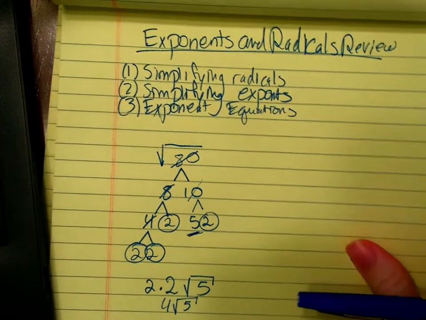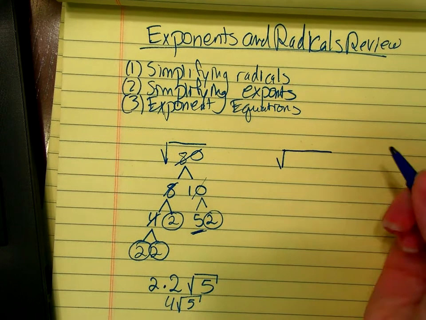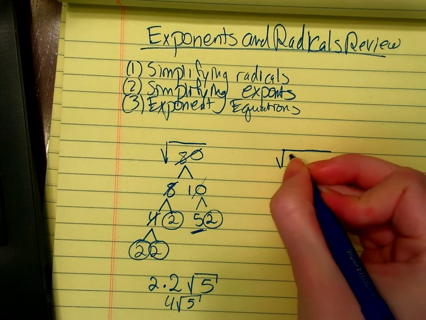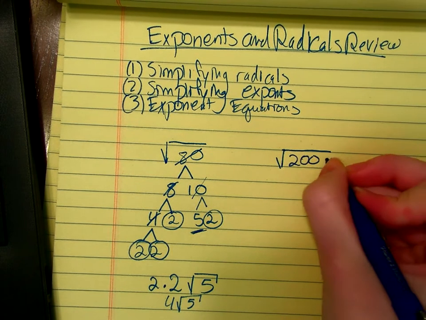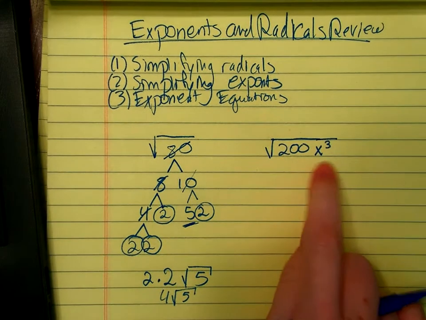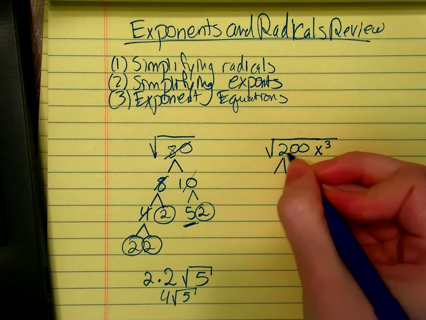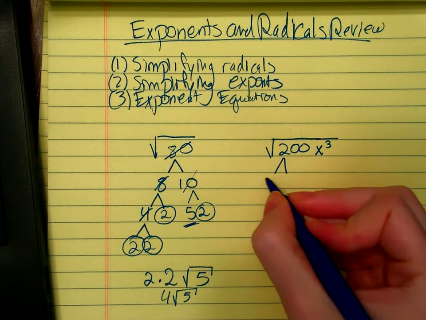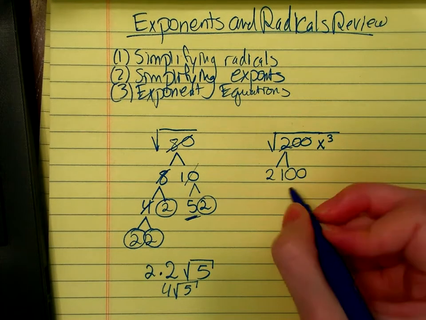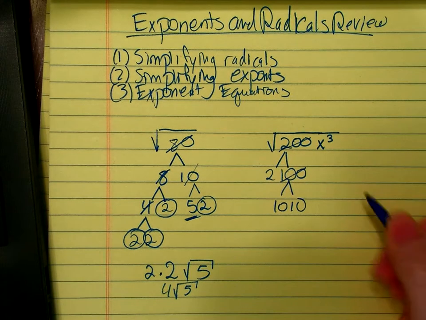Let's try another example. Let's say this time I have the square root of 200x to the third. Now, just because I've got a variable doesn't mean that this process changes at all. So 200 breaks down into 2 times 100. I'll cross off that I'm done with that. 100 breaks down into 10 and 10. Cross off that I'm done with that.